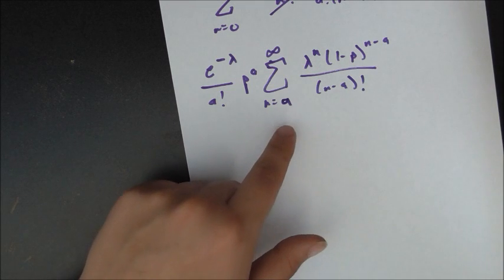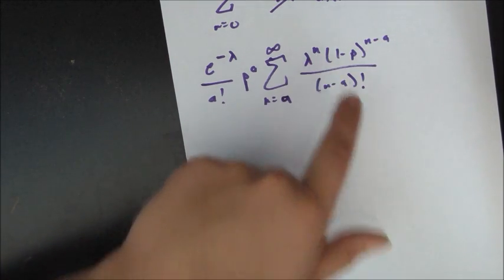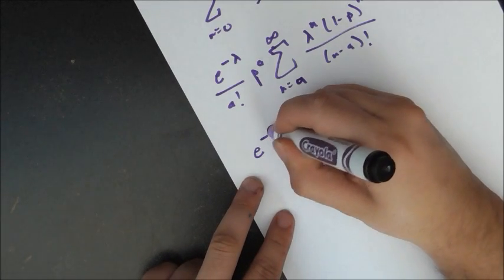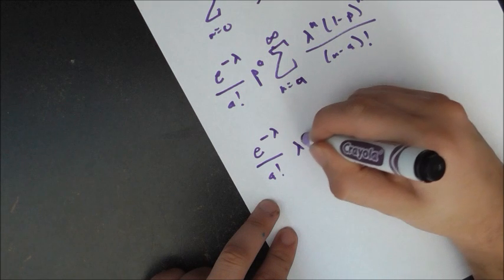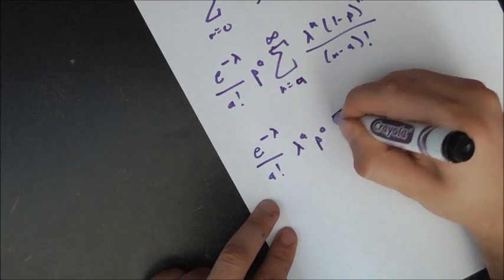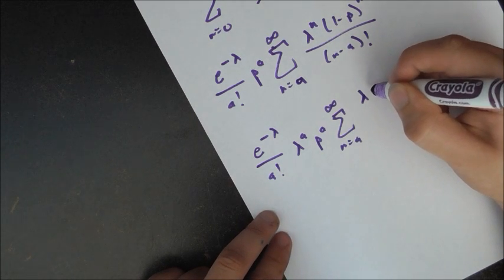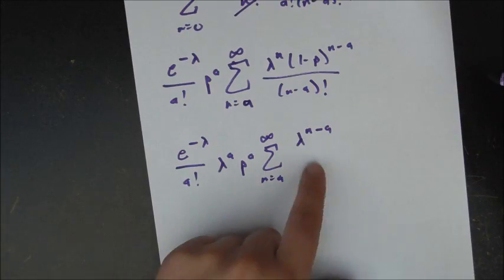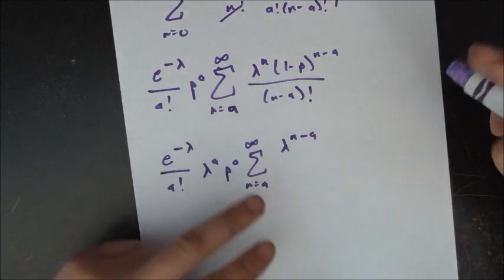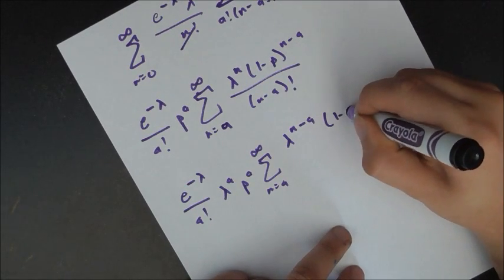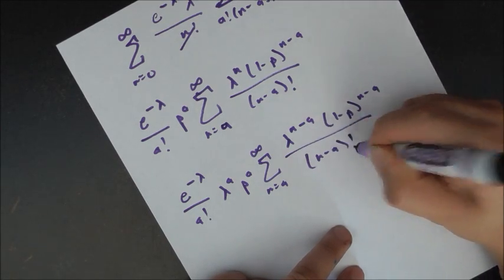And then we want the sum there. Everything is in terms of n minus a, except this n does not have a negative a, but that's very easy to fix. All we have to do is bring that outside. So we have lambda to the power of a outside, and we take the sum from n equals a to infinity of lambda to the n minus a. All I did was put n minus a here and that lambda to the a outside, so together they still make lambda to the n. And then we have 1 minus p to the n minus a, all over n minus a factorial.